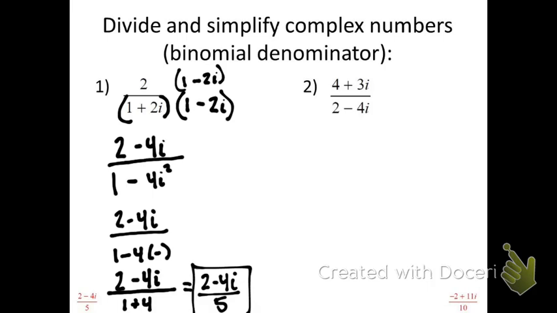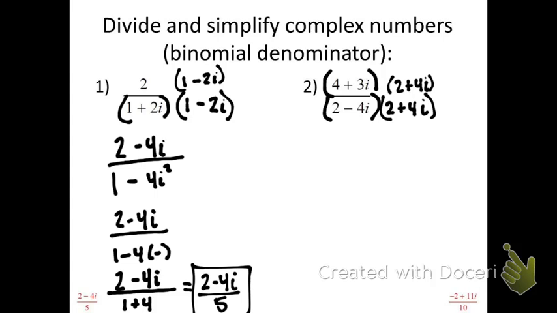Number 2, similarly, multiply by the conjugate, which is going to be 2 plus 4i in both the denominator and the numerator. So that's step 1, multiply by the conjugate. We had a negative 4i, so we're going to do a plus 4i here. And of course, these are both binomials, so this one's going to be a little bit longer. We have some binomial multiplication to do here.